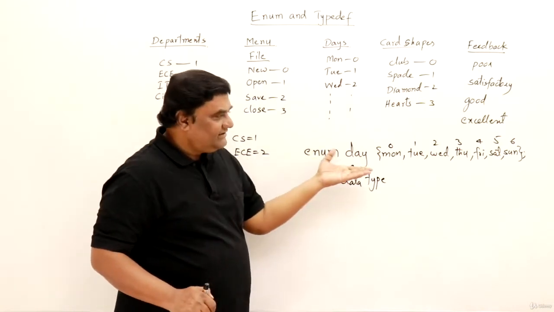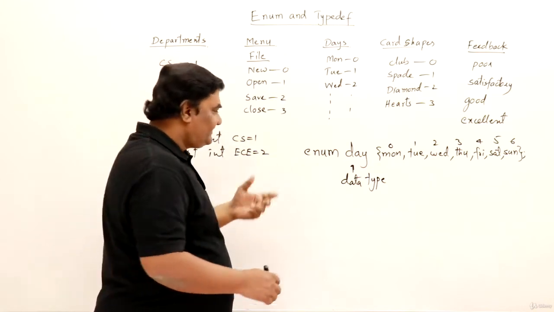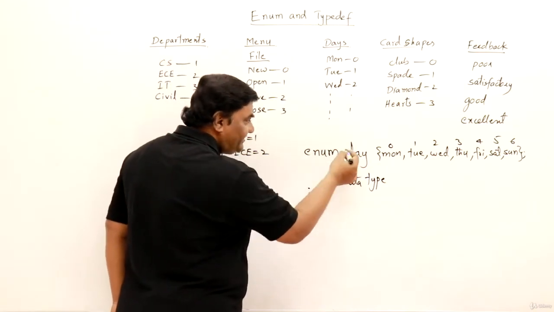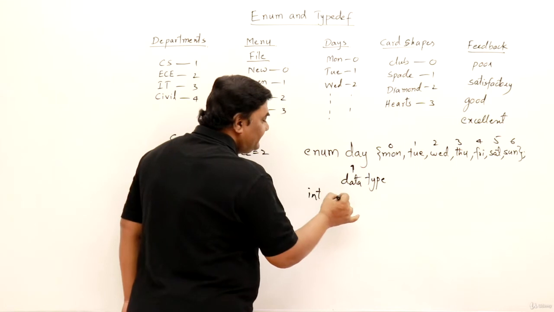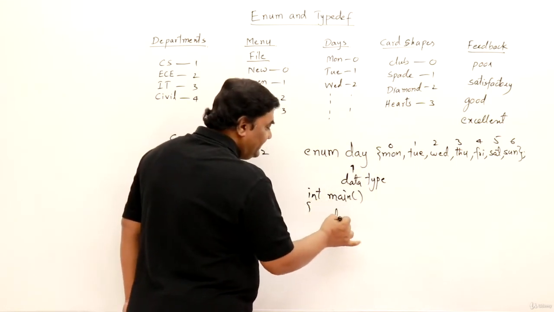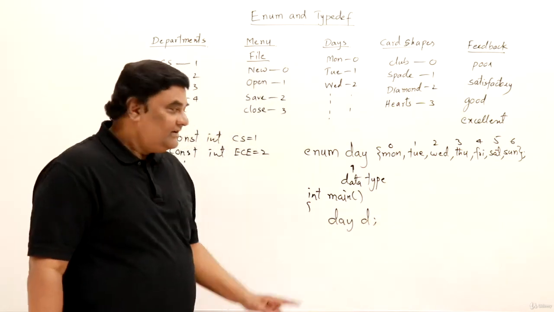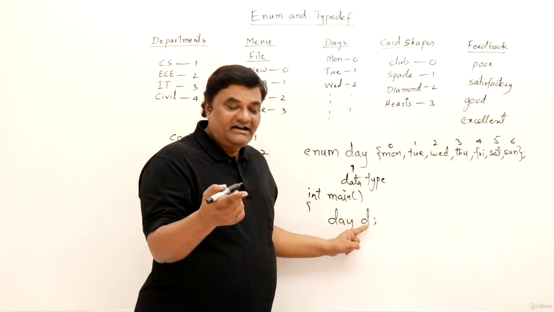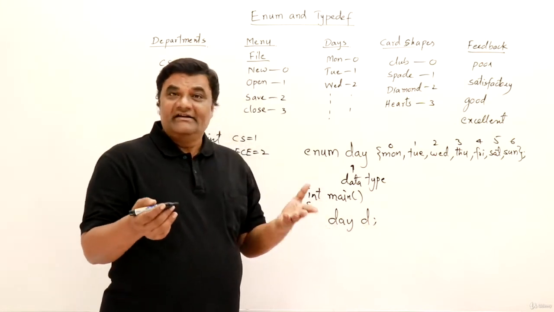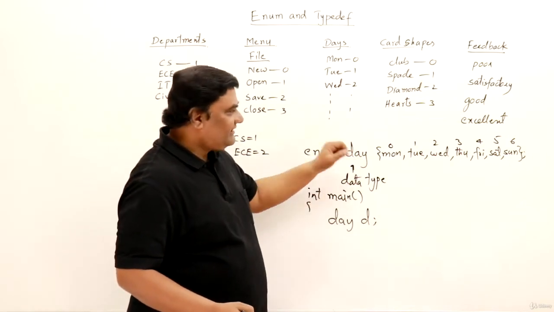Now, if I have defined this in my program, then I can use it in my program. Let us say inside the main function. This is done outside the main function. Inside the main function, I can declare a variable of type day now. Day, D. D is a variable of type day now. See, this is a variable of which type? Day type. What is day? It's a data type. Is it built in? No, we have defined it. This is our data type.